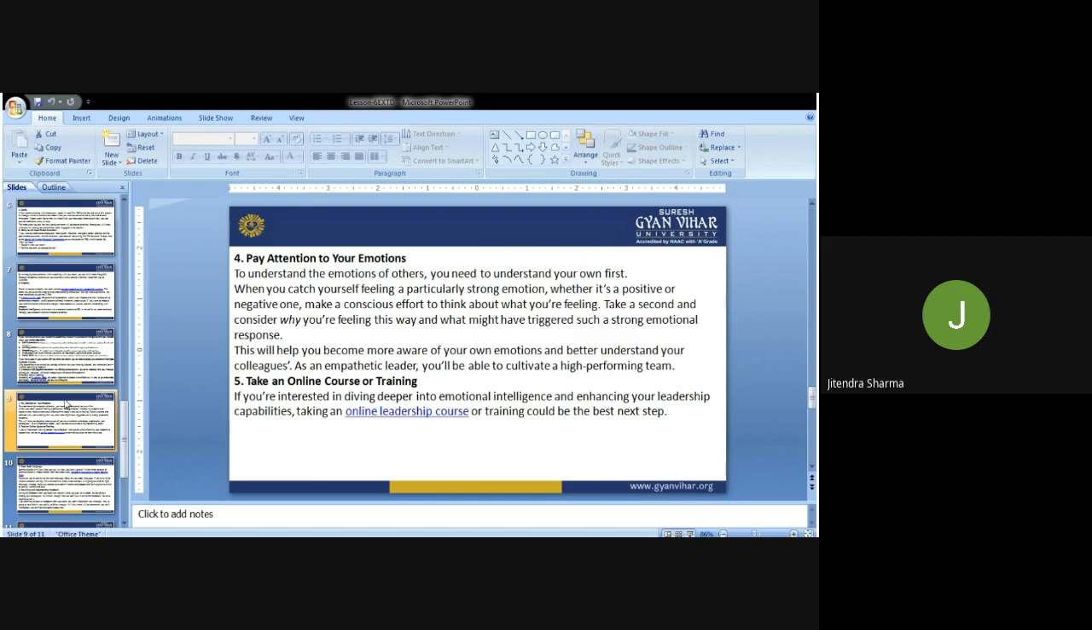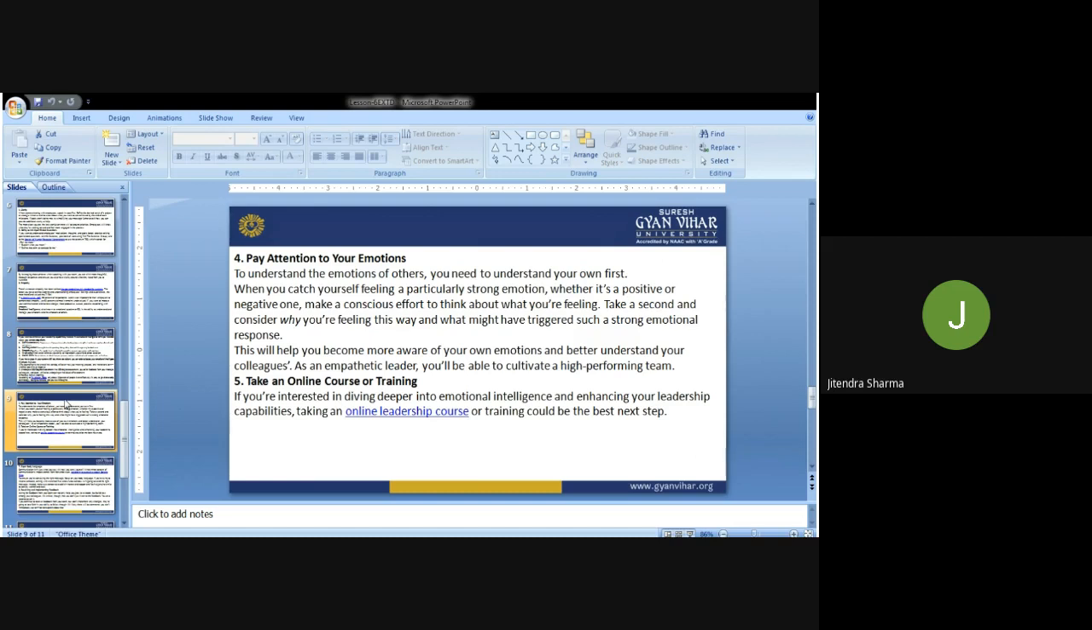Now pay attention to your emotions. You have to be a little more cautious while you are expressing emotions. To understand the emotions of others, you need to understand your own first. When you catch yourself feeling a particularly strong emotion, whether positive or negative, make a conscious effort to think about what you are feeling. Take a second and consider why you are feeling this way and what might have triggered such a strong emotional response.